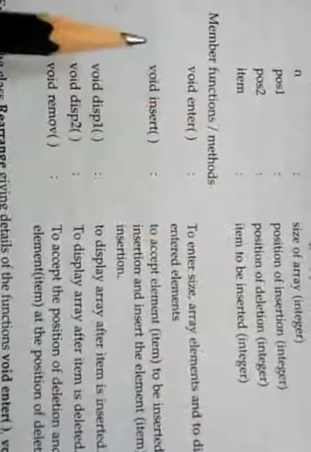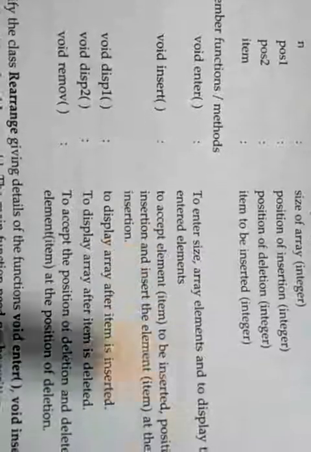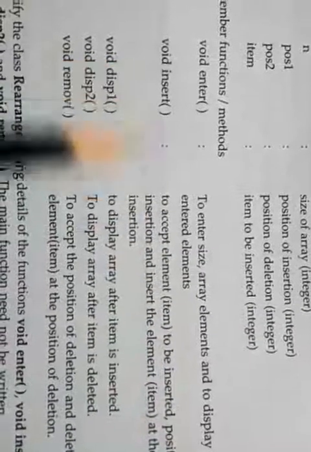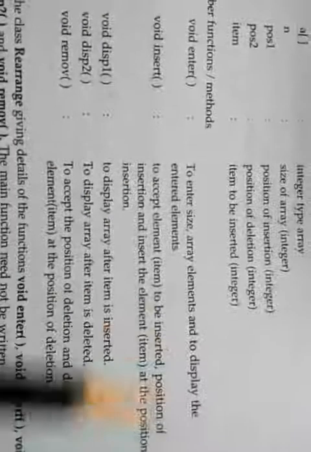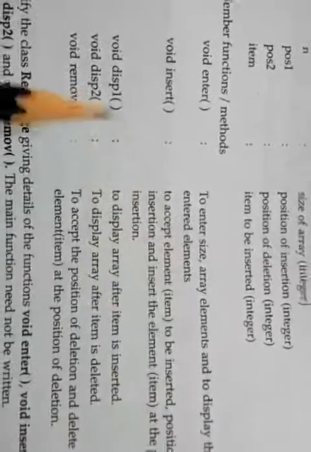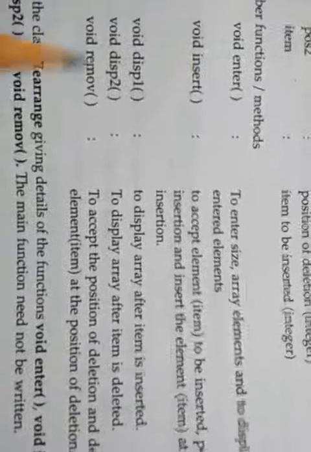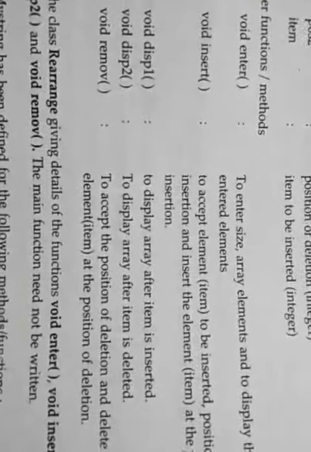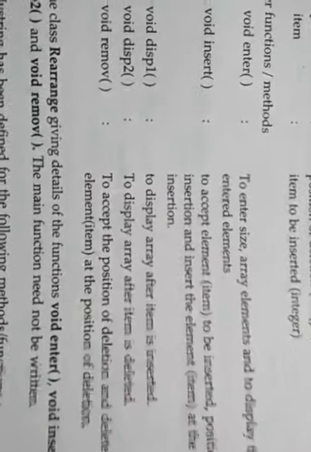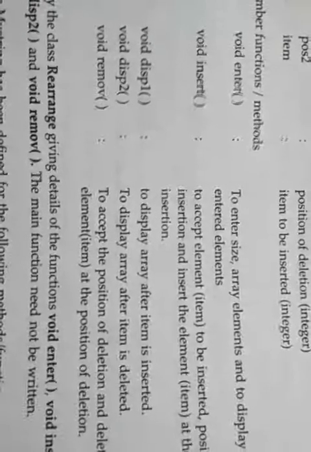The first function is the void enter that will enter the size of the array and the elements, and display the array elements. The next function is insert that will input the item number and the position of the number to be inserted in this array. The display function will display the array after the insertion, whereas the display2 function will display the array after the deletion, and the remove function will take the deletion position and delete a number from the array. In this question we are not required to write a main function.